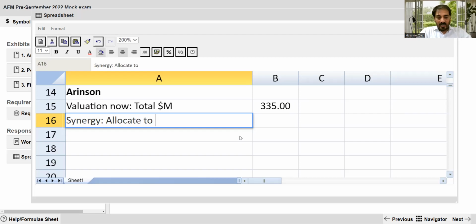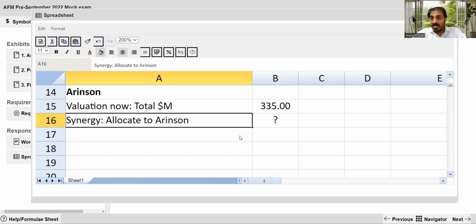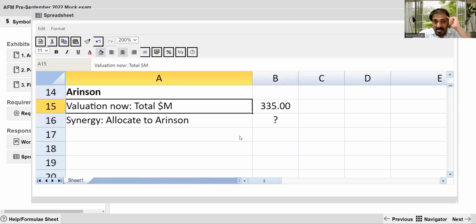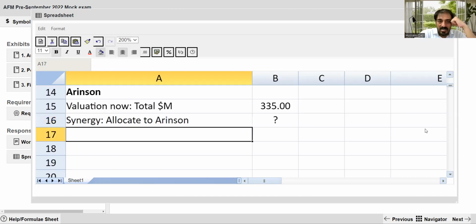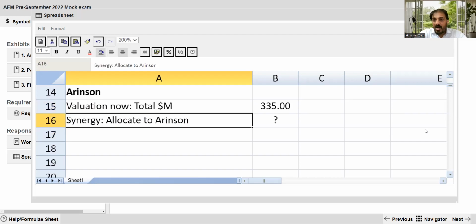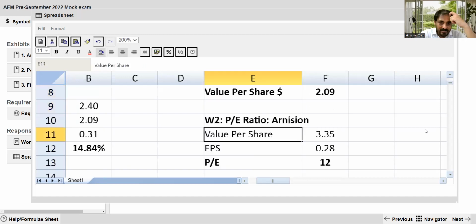Number two, in case of acquisition, what synergy is allocated to the acquirer? Simple, that's what we need to determine. In fact, it's not only about the synergy. It's better to use the term equity valuation addition. How much extra equity value will increase? So how to calculate this?